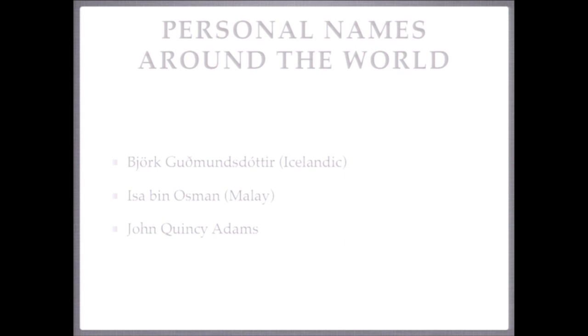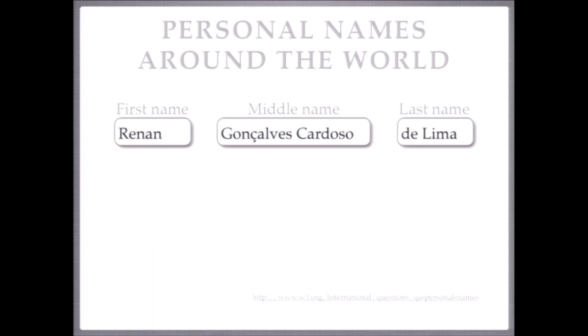For example, personal names. There are some examples of personal names around the world, and not everyone likes to be called, for example, Mr. Bin Osman or Mr. John. So this is a formula, and you can choose all the different names. For example, that's my name, it's a big name. My first name is Renan, and I don't want to be called Mr. De Lima. I want to be called Mr. Renan, because that is what people are called in Brazil.